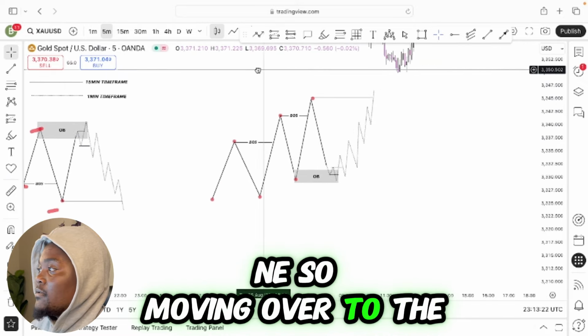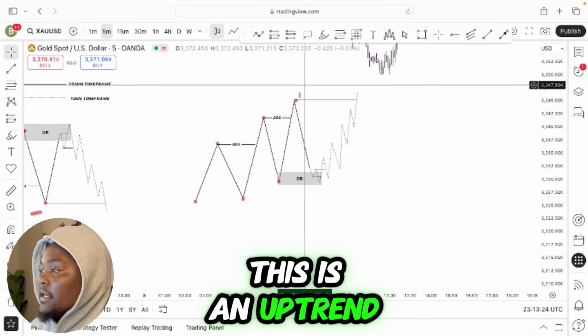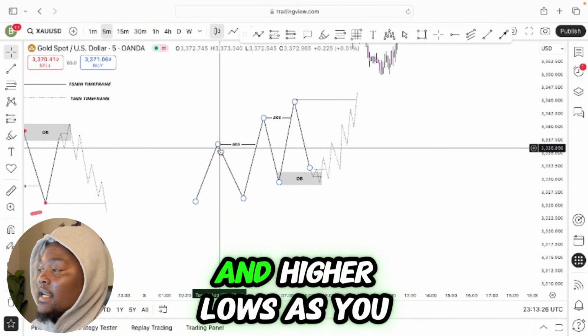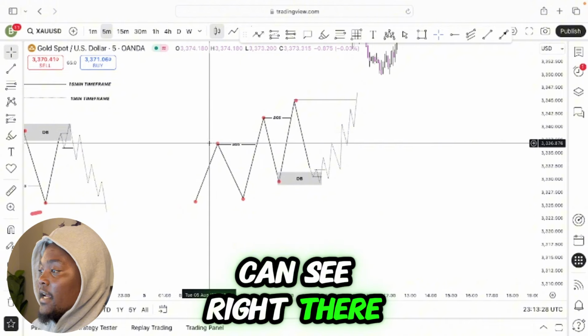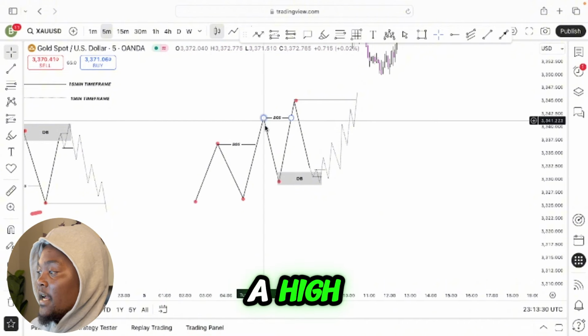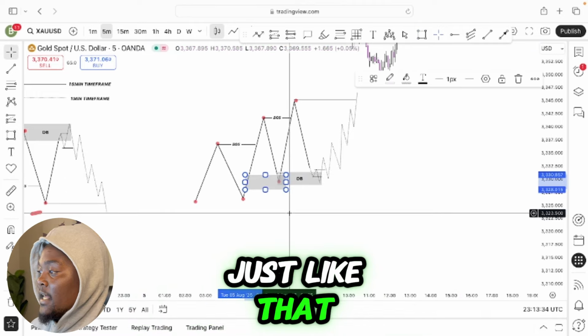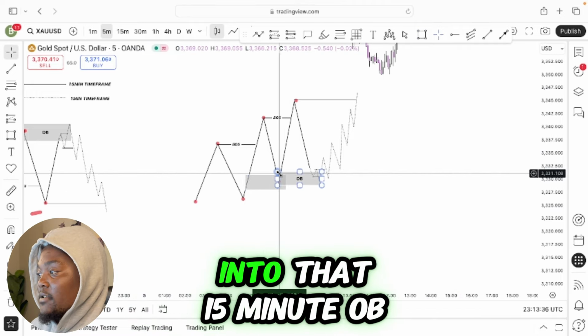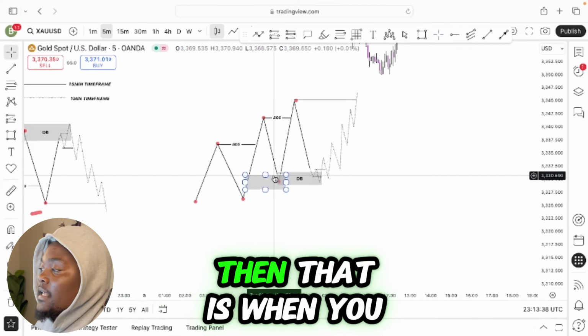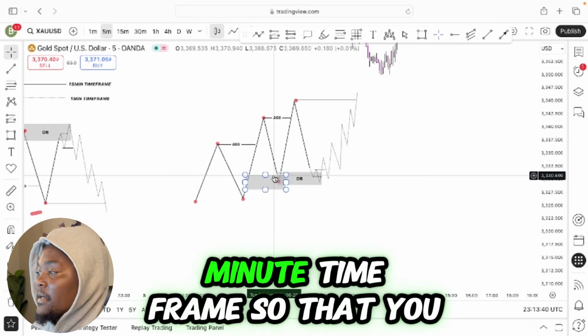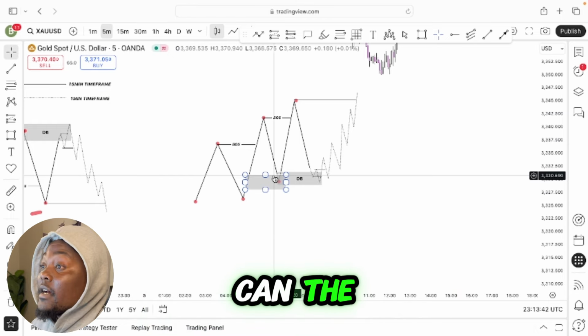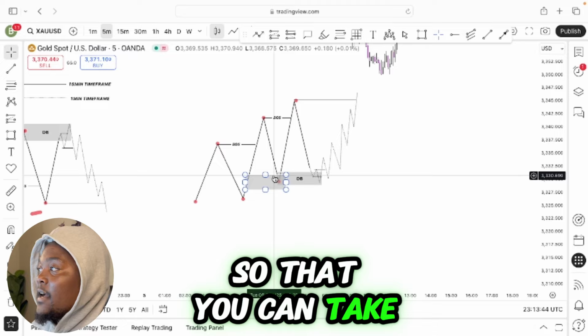Moving over to the second diagram, this is an uptrend, and the market is creating higher highs and higher lows, as you can see right there. After having a break, we have a high, then we have a pullback into an area of interest, just like that. Then when the market taps into that 15-minute OB, that is when you can switch over to the 1-minute time frame so that you can take your entries.